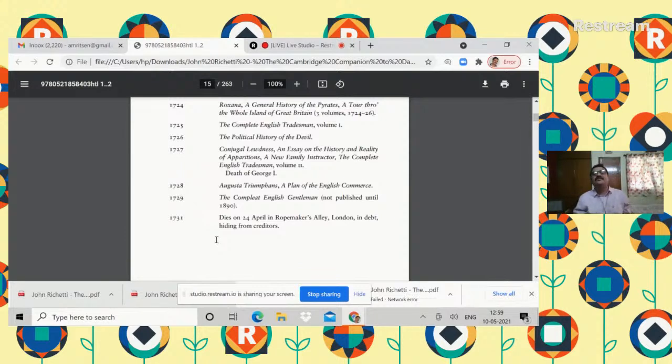In 1728 comes Augusta Triumphans, A Plan of English Commerce. So you see, Defoe is probably one of the first authors to identify the English post-colonial identity as essentially one of trading, merchandise, money. And he witnesses the decline of the landed gentry, the rise of the merchant as a hero, and the ethic of capitalism as the dominant ethic, which subsumes within itself the ethic of Protestantism.